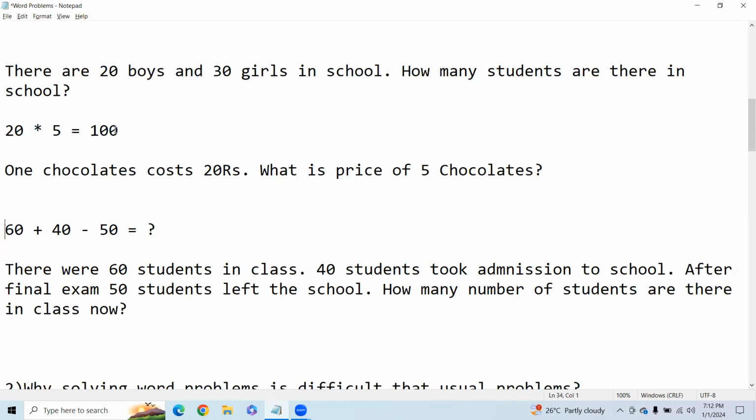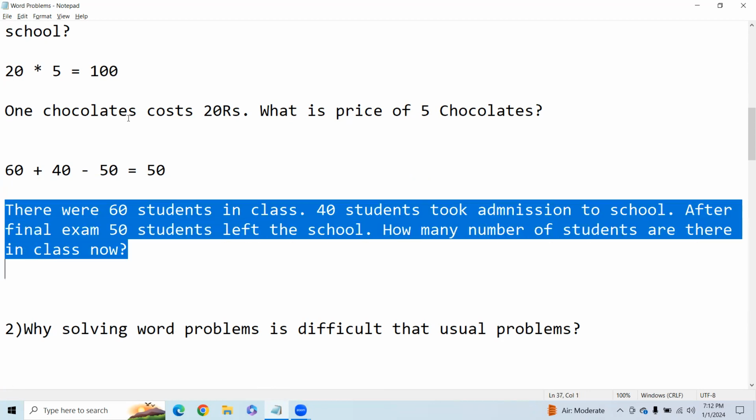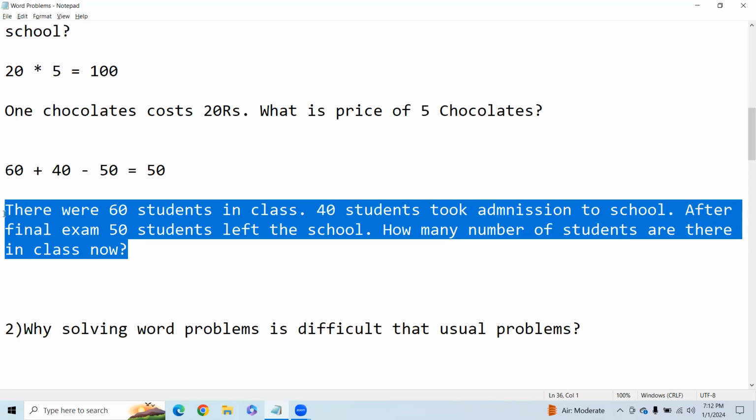Let's look at one more problem like this. 60 plus 40 minus 50. 60 plus 40 will become 100, and 100 minus 50 will become 50. Now let's see the respective word problem for this. There are 60 students in the class. 40 students took new admission to the school. So initially there were 60 students, then 40 students took admission. After final exams, 50 students left the school. Now, how many students are there in the class? This is the respective word problem for it.